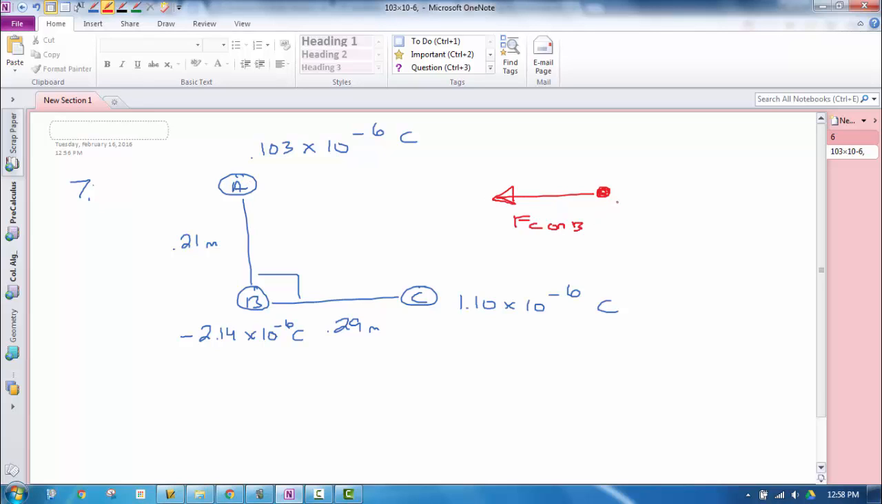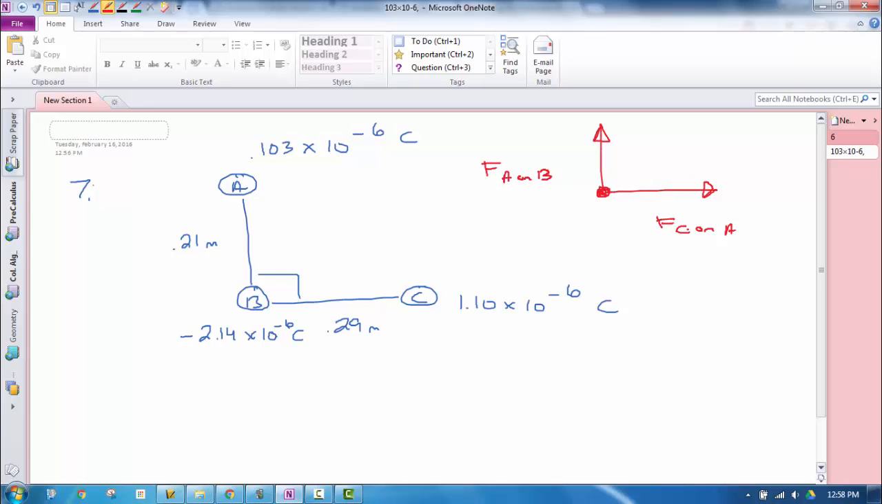Actually, this would go the other direction because they're attracted. So this would be the force of C on A. And then these two forces are opposite in sign as well, so they're attracted. So I'm going to also have a force pushing up, and I'll call that the force of A on B. All right, so I've got those two forces.